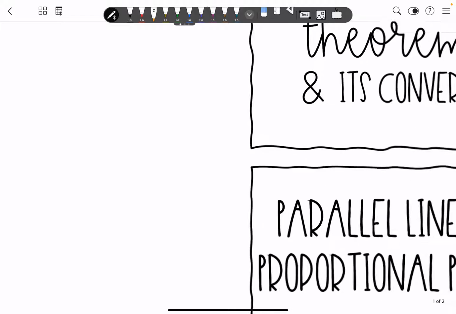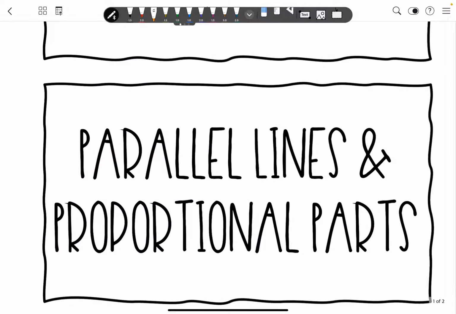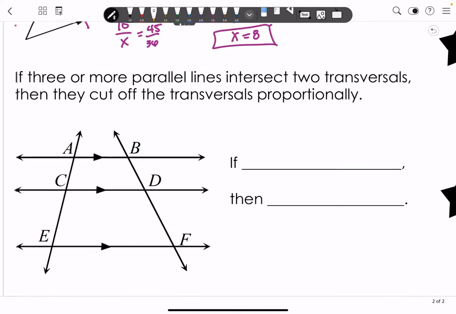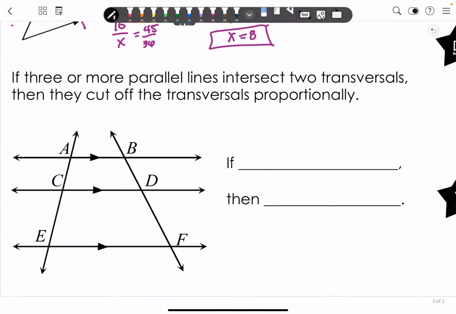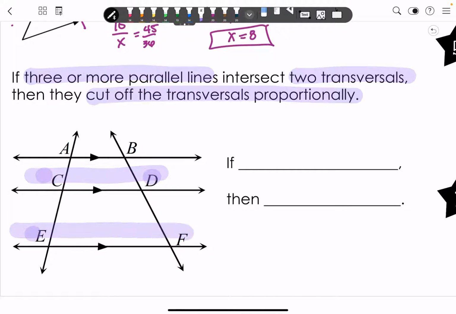The next part of it is going to be this one. This is the one that I was referencing earlier, the parallel lines, and we had congruent parts last time. Now it's going to be proportional parts. So if 3 or more parallel lines intersect 2 transversals, then they cut off the transversals proportionally. So we had it that these two were equal and these two were equal, right? They were all split up at equal parts. Now we're working with it where they are proportionally split off.